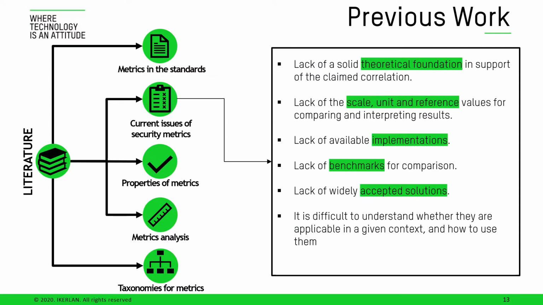We have also checked for the main issues of security metrics, and we found that there is a lack of solid theoretical foundation in support of the claim correlation. So this means that the property that we want to measure with our metric and the result that we obtain with it not always is related, or at least the relation that they have is not as solid as they claimed.